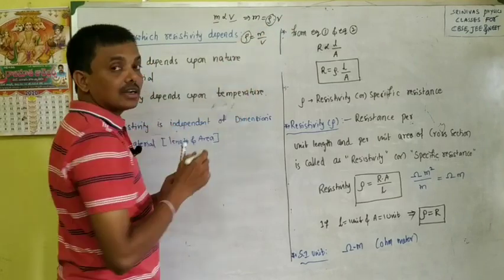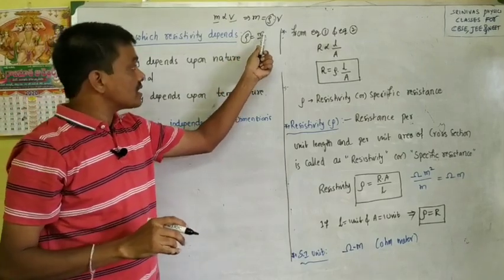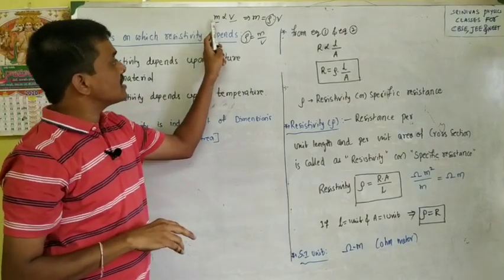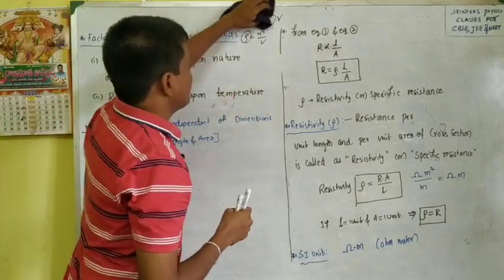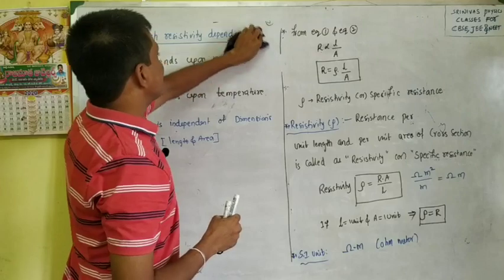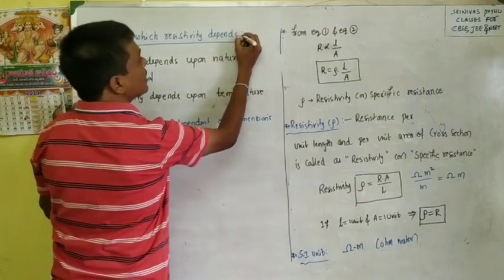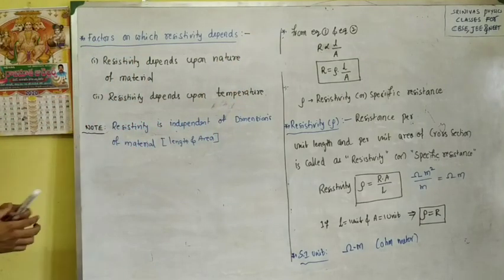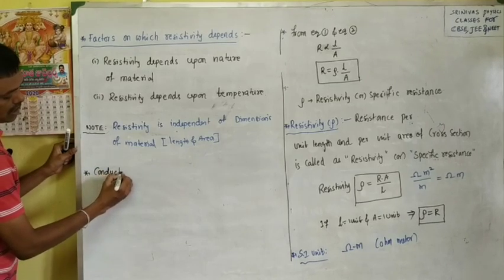This density depends upon the nature of material, but it does not depend upon the mass and volume, right? Because when mass changes, volume also changes. It is the property of the material, and it depends only upon that property. Okay, remember that. Just like density, it depends only upon nature of material and is independent of dimensions of material. And these are the factors on which resistivity depends. And the next topic is conductance. What is conductance?